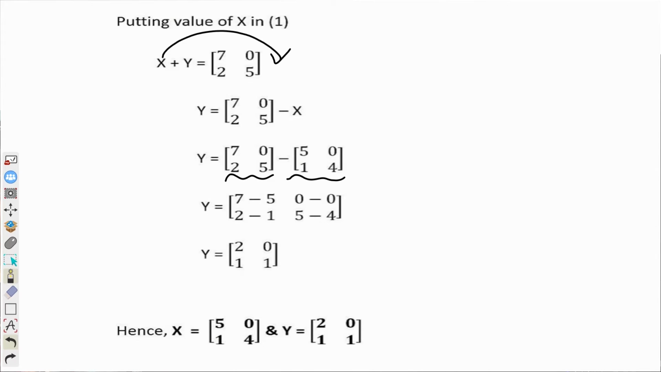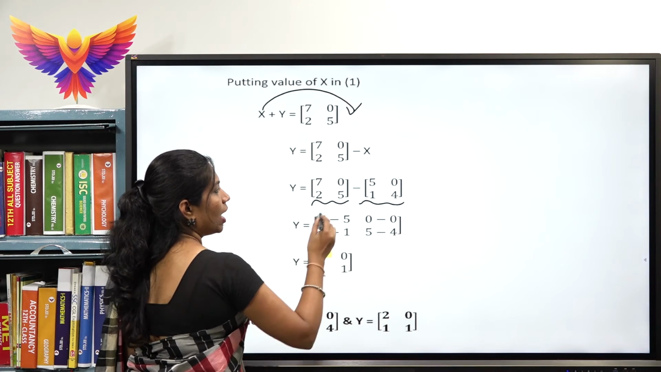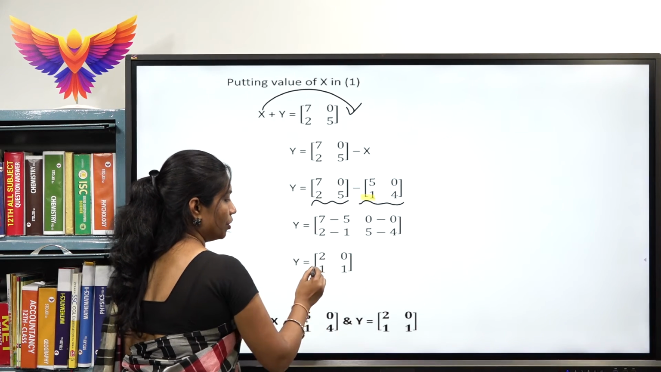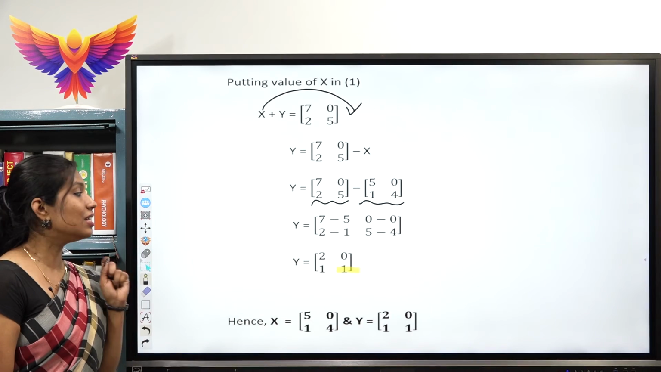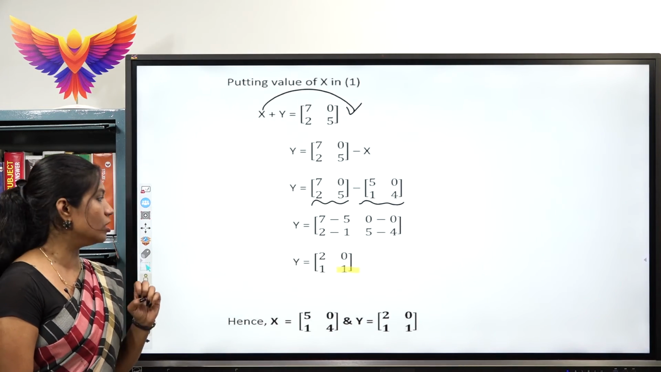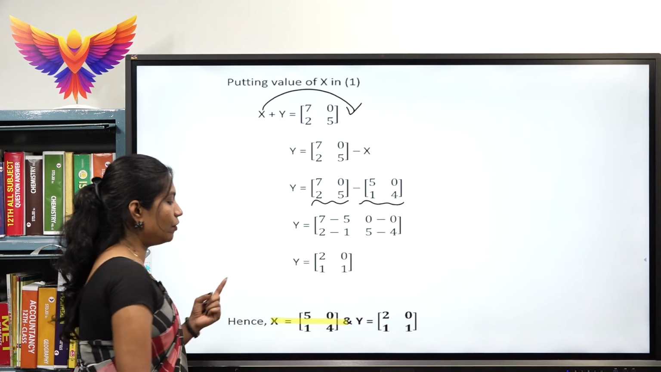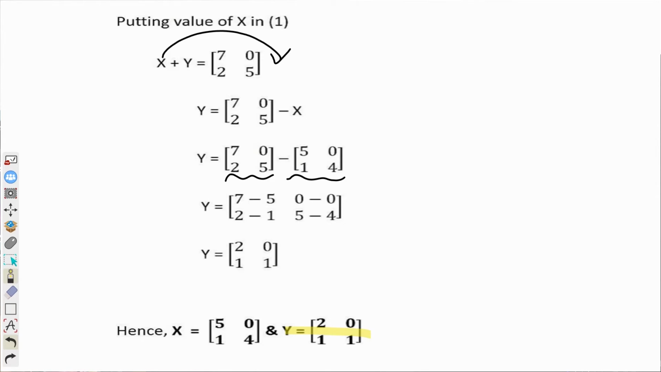When we further simplify this, normal subtraction needs to be done here. It is 7 minus 5 which is nothing but 2, 0 minus 0 which is 0 again, 2 minus 1 which is 1 and 5 minus 4 which is 1. So I got the required y value also here, which is 2, 0, 1 and 1. We have the x value which is 5, 0, 1 and 4, and the required y value which is 2, 0, 1 and 1. So this has given me the required unknown values, both x and y.